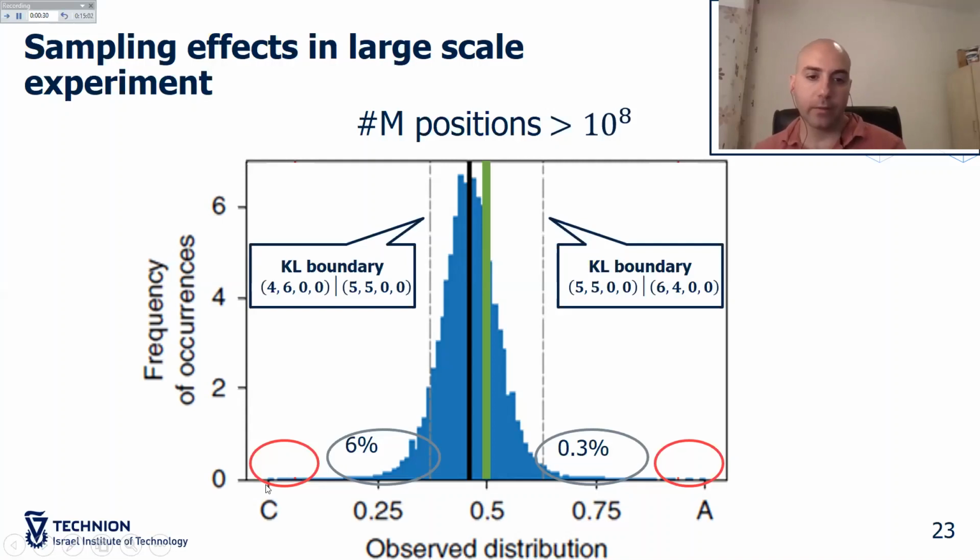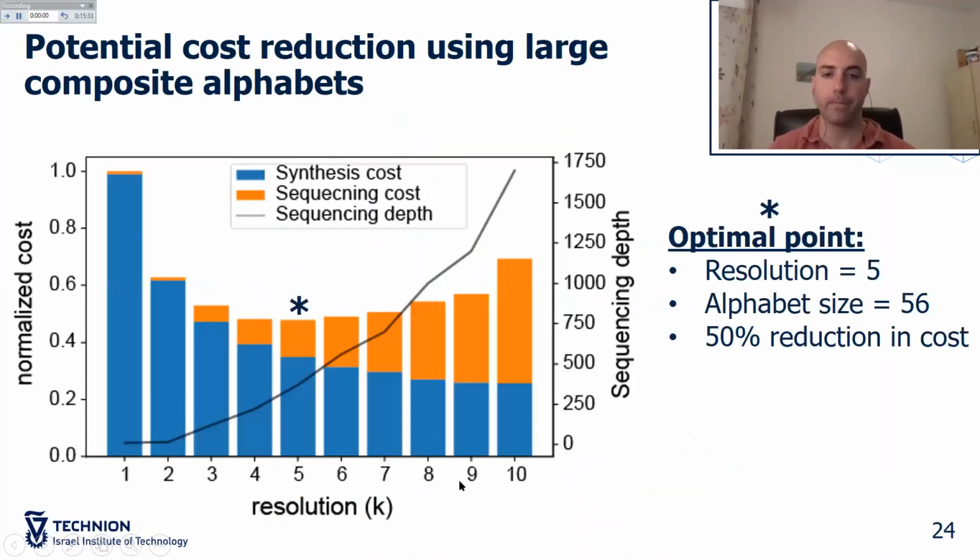And we can see that sometimes some of the positions contain only C's or only A's, despite being designed to contain a 1-to-1 ratio. And if we look at the KL boundary, or decision boundary, between the resolution 10 letters, 5-to-5 ratio to 4-to-6 ratio, we see that a significant amount of the positions would have been inferred in a resolution 10 experiment.